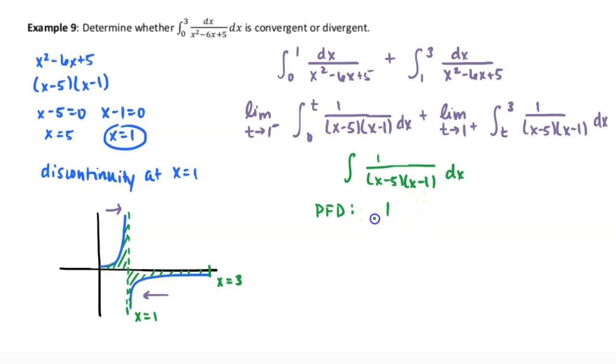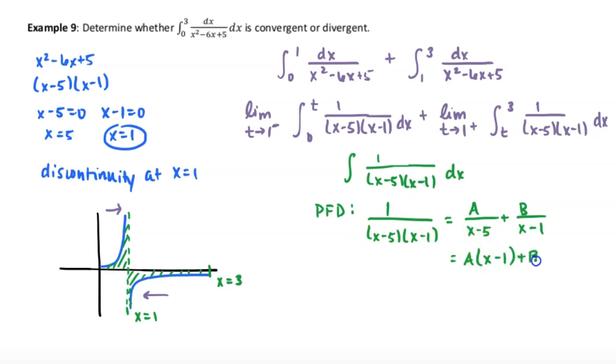And so I know that 1 over x minus 5 times x minus 1 can be broken up into some a over x minus 5 plus b over x minus 1 because we have non-repeating linear factors. And so now using that idea of cross multiplication, I am multiplying the a by whatever is going to be multiplied by x minus 5 to get this original denominator, and so that's going to be x minus 1. I'm adding to that b multiplied by x minus 5. And this is equal to 1.